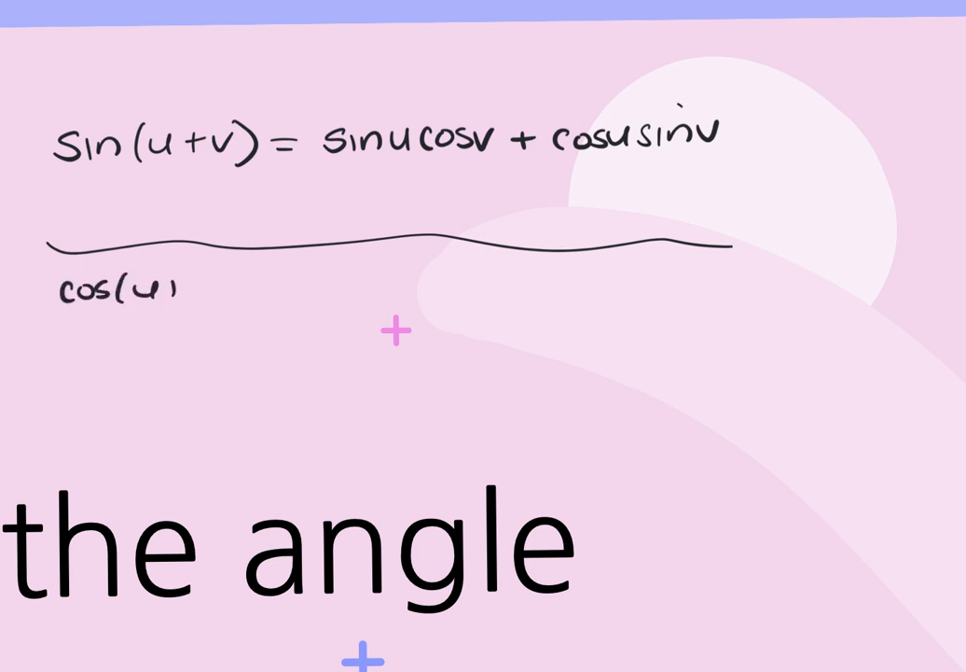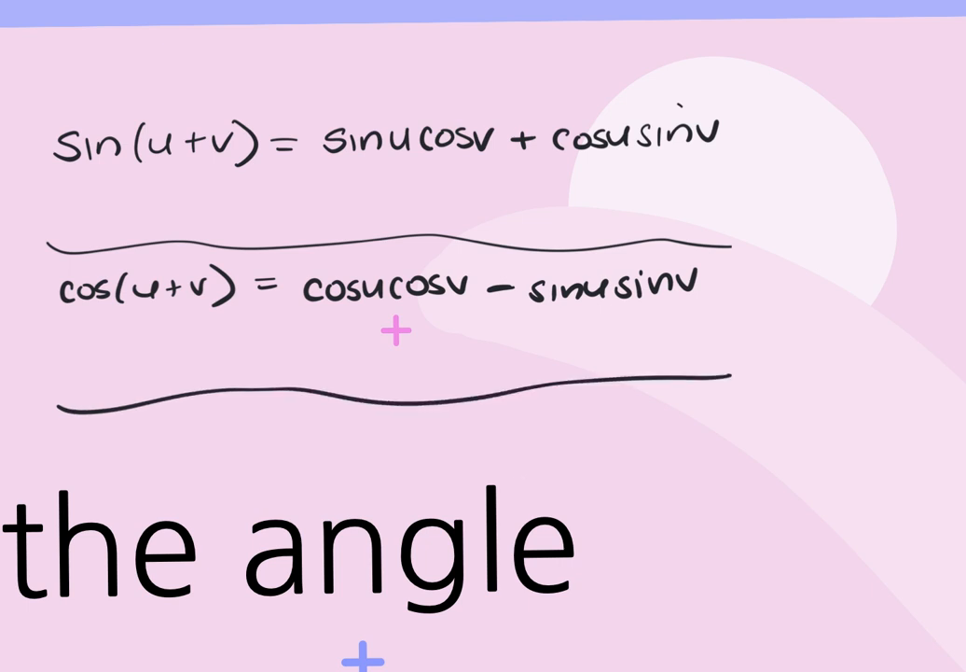Cosine's pattern is? Good. Cosine, cosine, sine, sine. Keep or change? Change. So cosine u, cosine v, minus sine u, sine v. And it would be the opposite. If it was minus on the left, it would be a plus on the right.